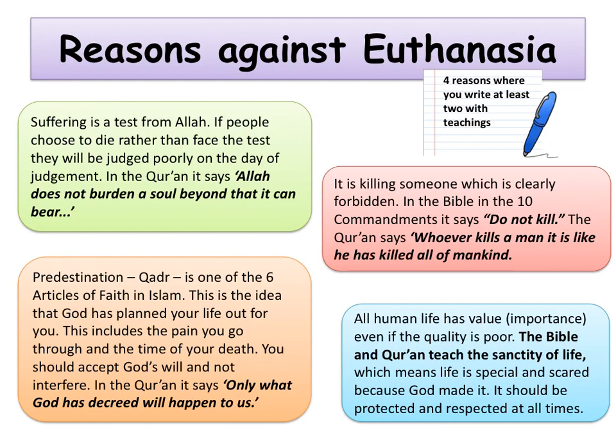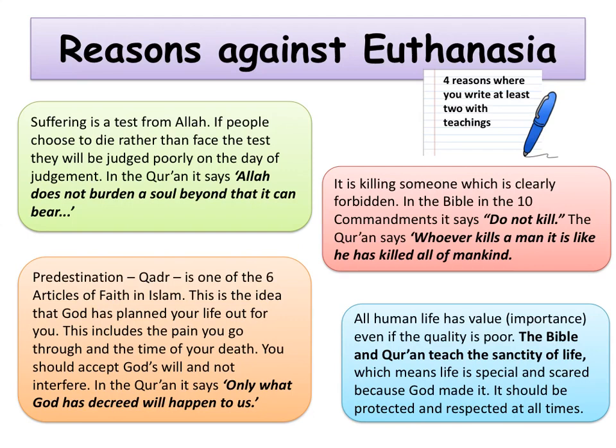We could also say that it's killing someone, which is clearly forbidden. Euthanasia always involves somebody else being involved in the death of a person. In the Bible, in the 10 Commandments, it says, do not kill. And in the Quran, it says, whoever kills a man, it's like he has killed all of mankind. Both of these quotations mean that killing is always wrong.